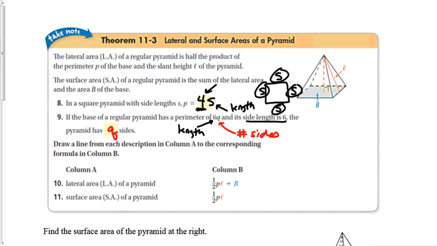Next one, draw a line from column A to column B. If you look at your formula sheet, if you have it, then the lateral area of a pyramid is this part. And you can tell this is everything except the base.